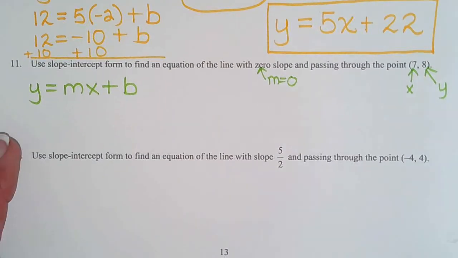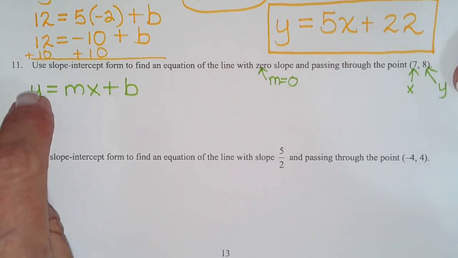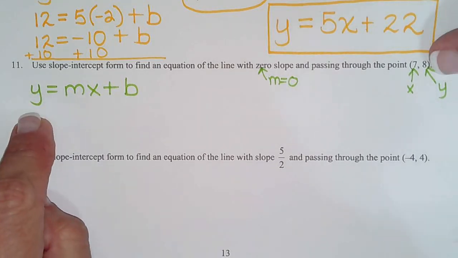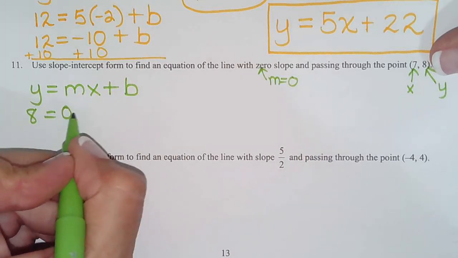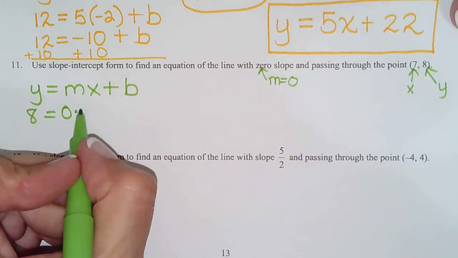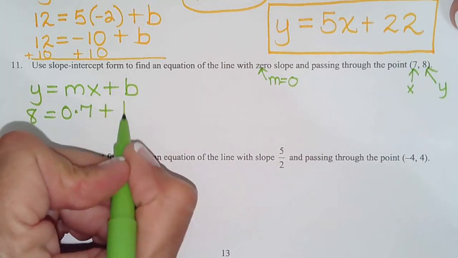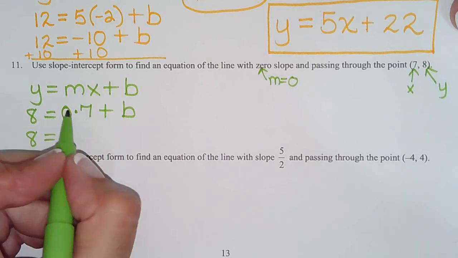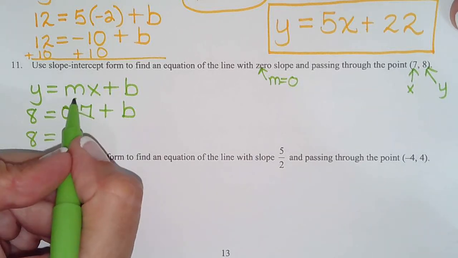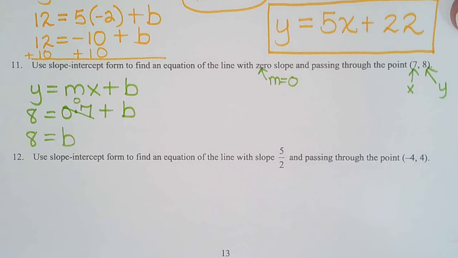And points are always alphabetical order. So the first coordinate's always x, the second's always y. So in place of y, I'm putting 8 from over here. In place of m, I'm putting 0. In place of x, I'm putting 7. And I'm trying to find b. So 0 times 7 is 0. 0 plus b is just b. Anything added to 0 just gives you that back.